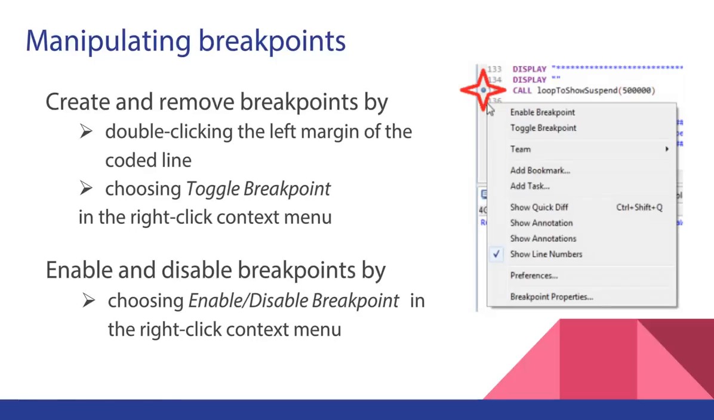You can define a breakpoint by double-clicking the left margin of the necessary line or choosing Toggle Breakpoint from the right-click context menu of the same margin. To remove the breakpoint, double-click it once more or choose Toggle Breakpoint. To disable a breakpoint without removing it, choose Disable in the context menu of the breakpoint.